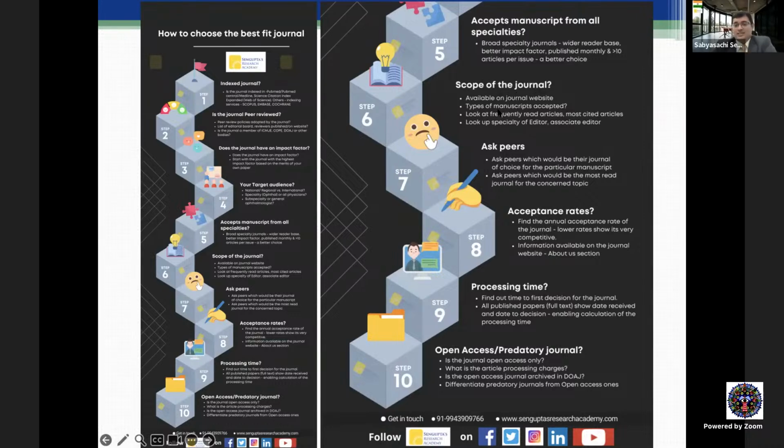It is available on every website of the journal, and look at the type of manuscripts it accepts. Does it take case reports at all? And if it does, then what is that called? And say, for example, JAMA Ophthalmology takes case reports.